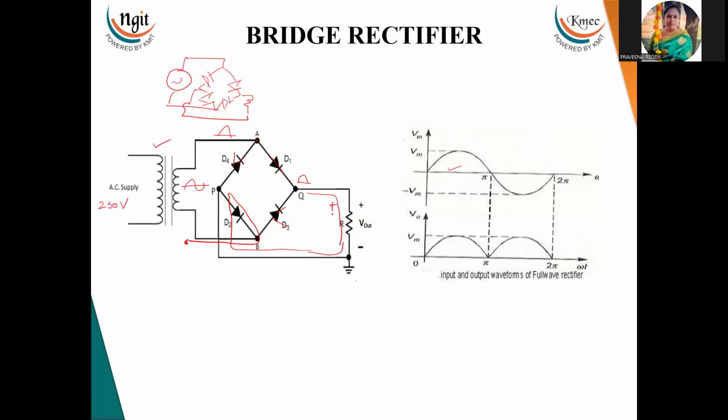It makes positive here and negative there. Thereby we get the positive half cycle across the load due to the diodes D1 and D2. At that time, D3 and D4 both are reverse biased. Similarly, if the negative signal is applied, what happens? You will see.